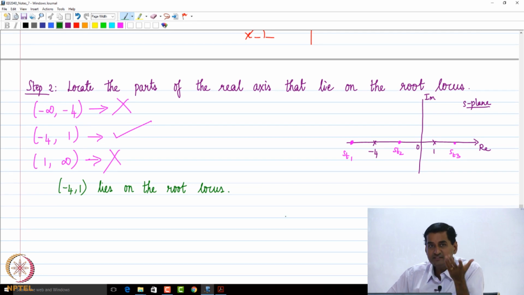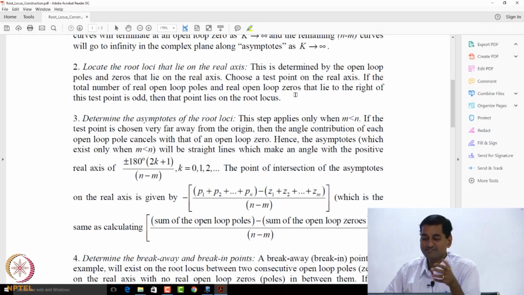So, that is basically the generalization of what we discussed, as far as locating the root loci on the real axis is concerned. Is it clear what we did? That is step 2. Yes. The odd number should be m or n plus m? Does not matter, it should be some odd number.